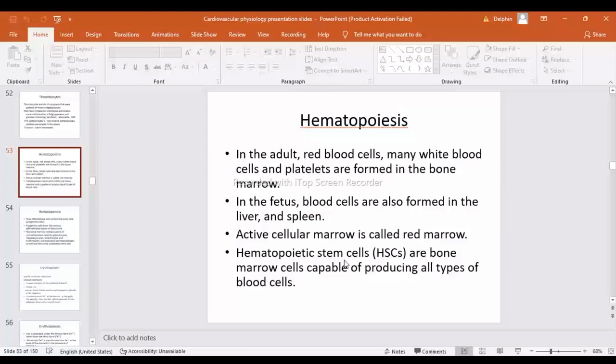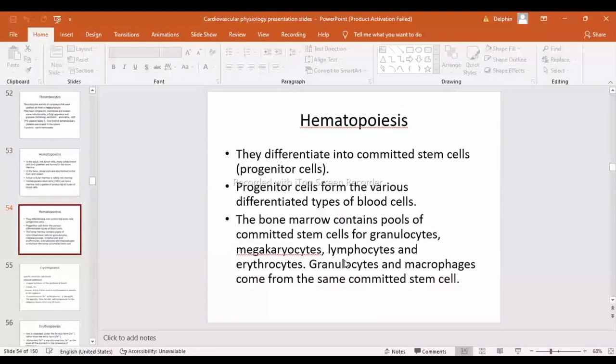Active cellular marrow is called red marrow. Hematopoietic stem cells are bone marrow cells capable of producing all types of blood cells. All blood cells are from bone marrow. They differentiate into committed stem cells or progenitor cells. Progenitor cells form the various differentiated types of blood cells.